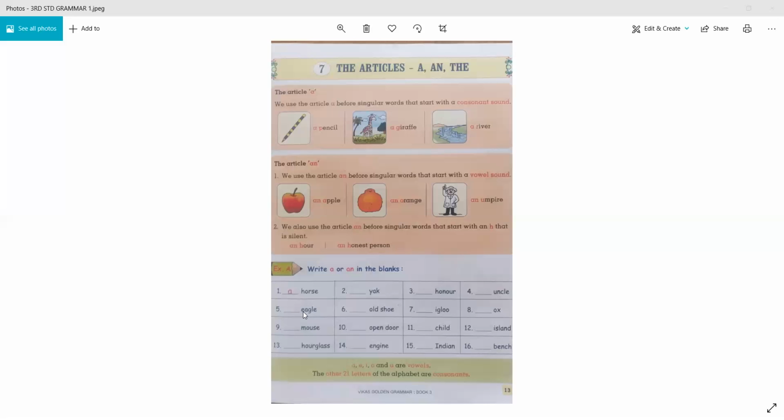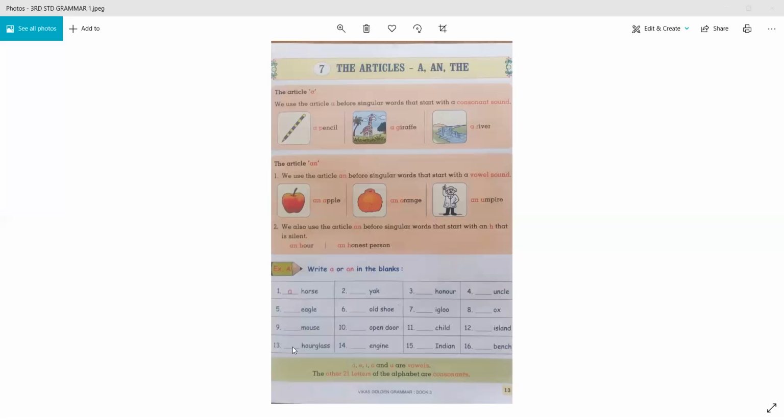वोवेल साउंड से स्टार्ट होने वाले वर्ड्स को, वर्ड से पहले हम आर्टिकल an लगाते हैं. ओके, आया समझ में? Here we are going to use a mouse, a mouse. Here an hour glass. Now why are we using an here?